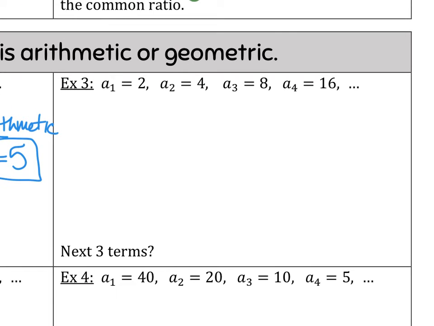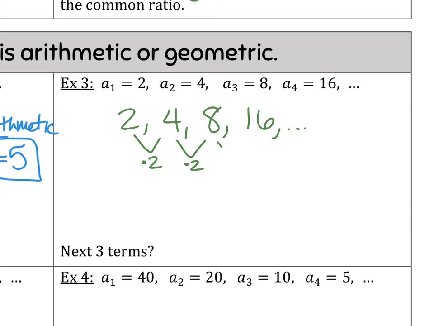In example 3, let's find the pattern. First things first, it might be easier just to take the numbers out of the notation that they're given. So the first term is 2, the second term is 4, third 8, fourth 16, and on. What's happening every time? Times 2. To get from 2 to 4, I had to multiply by 2. And from 4 to 8, times 2. And from 8 to 16, times 2. So that means that this is a geometric sequence, and the common ratio is 2.